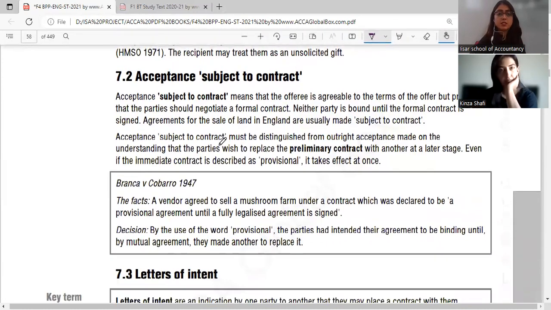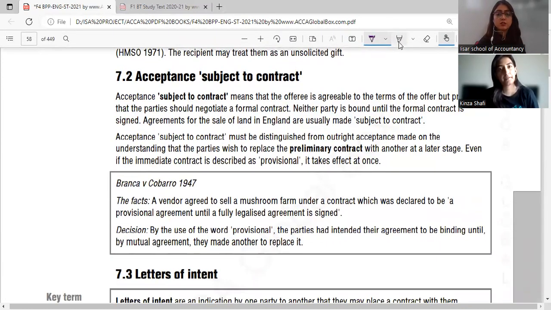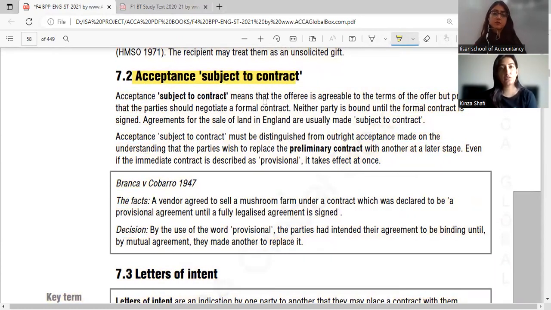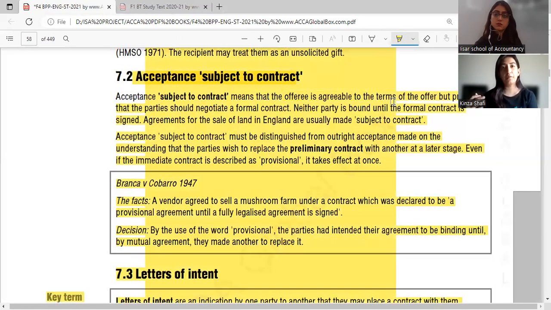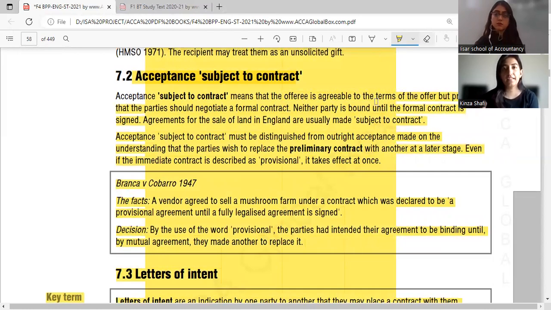Okay, next. Acceptance subject to contract. What does this mean? Please read. It's okay, I am accepting the offer, but whatever the agreement contract states, after that I am accepting the offer.